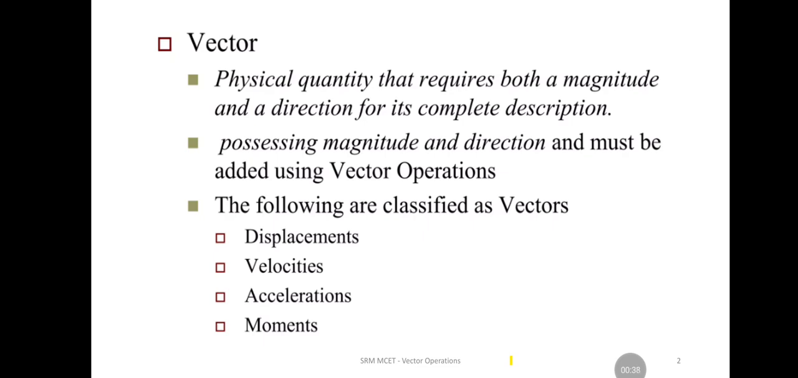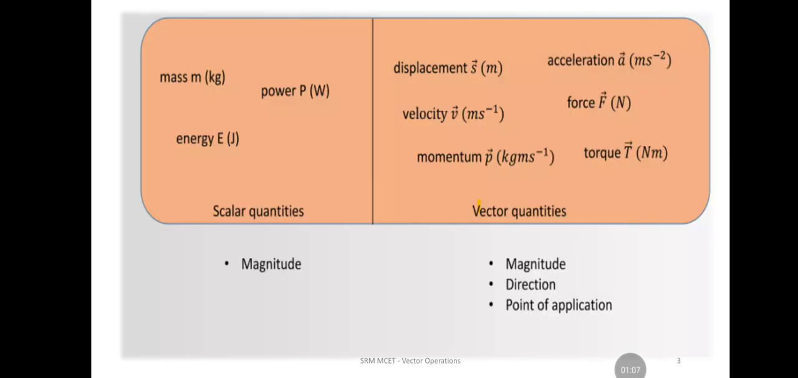So what is vector operations then? Vector operations is nothing but the addition or multiplication or calculating a combination of vector operations. So following are the types of vectors. Examples: displacement, velocities, acceleration and moments. These are all examples of vector quantities.